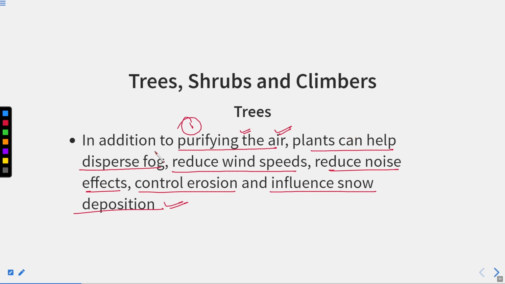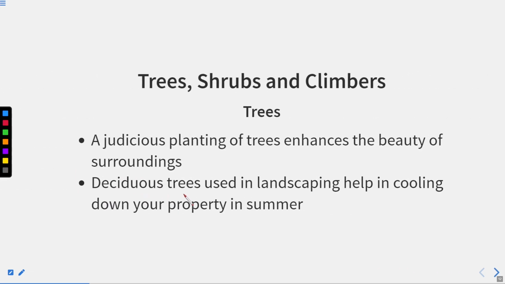Plants can also help to disperse fog in the winter season. They reduce wind speeds, lower the effect of noise, and control erosion because their roots hold the soil particles very tightly, so they do not allow the top layer of the soil to be eroded by the agencies of erosion, that is the wind, water and air, right? And they also influence snow deposition. So these are all the benefits of growing trees.